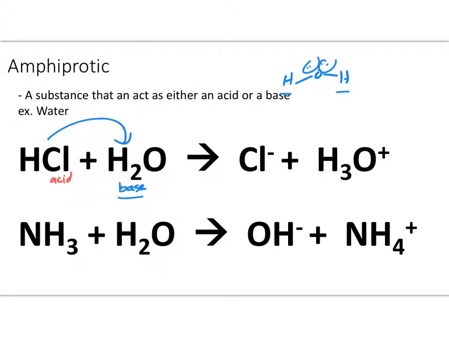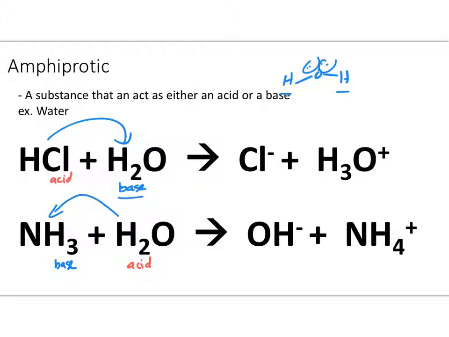If we look at the next example here, we still have water, but we have a new substance. We have ammonia, and ammonia is known as a weak base. If ammonia is a base, that means that our water has to behave as an acid. So in this context, the acid is going to transfer a proton to the base.